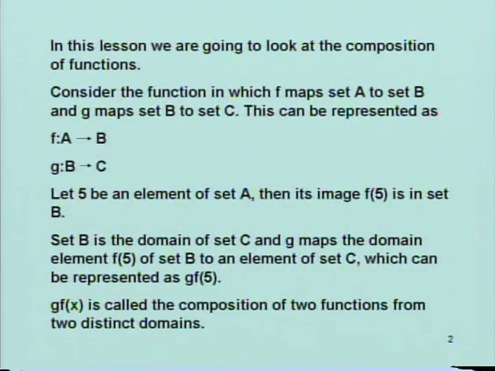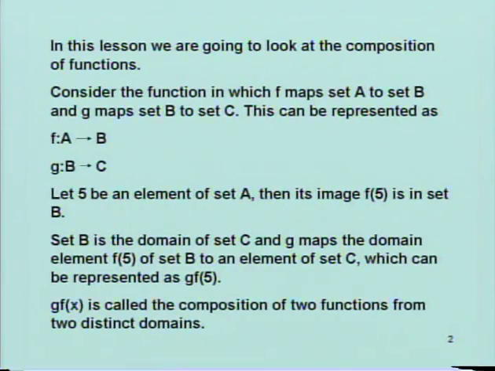Consider the function in which f maps set A to set B and g maps set B to set C. This can be represented as f such that A is mapped onto B, g such that B is mapped onto C, that is set B mapped onto set C. Let 5 be an element of set A. Then its image, f of 5, is in set B.